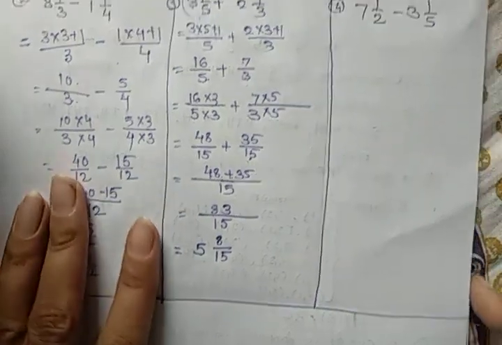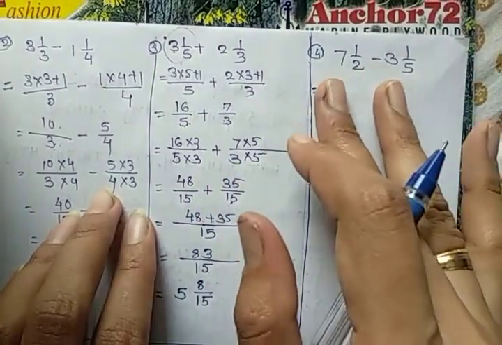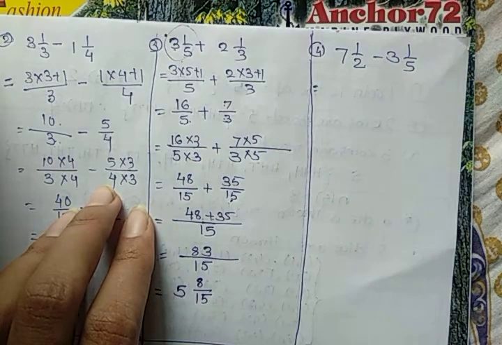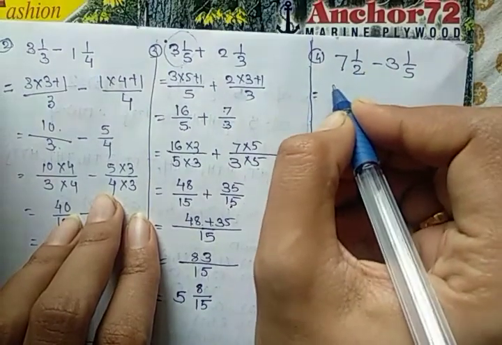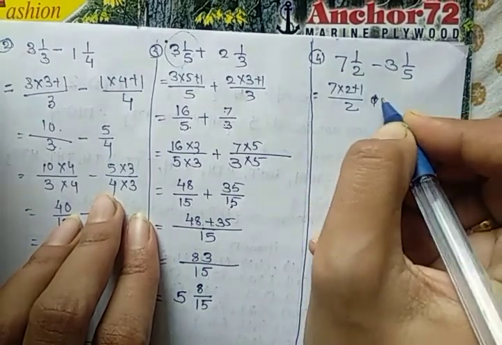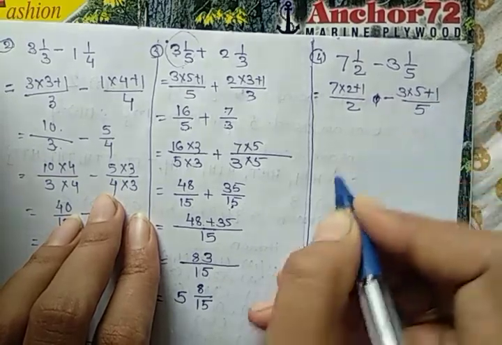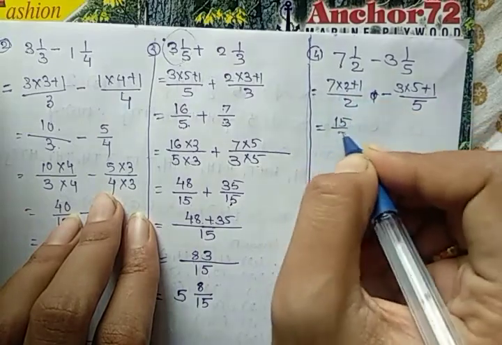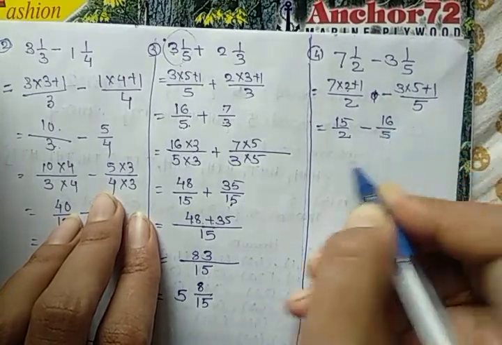Now let's see the next question of subtraction. This is also the same question. First convert these into improper fractions and after that solve. Multiplication of these two numbers: 7 into 2 plus 1 upon 2, minus 3 into 5 plus 1 upon 5. 7 twos are 14 plus 1, 15 upon 2, minus 3 fives are 15 plus 1, 16 upon 5.